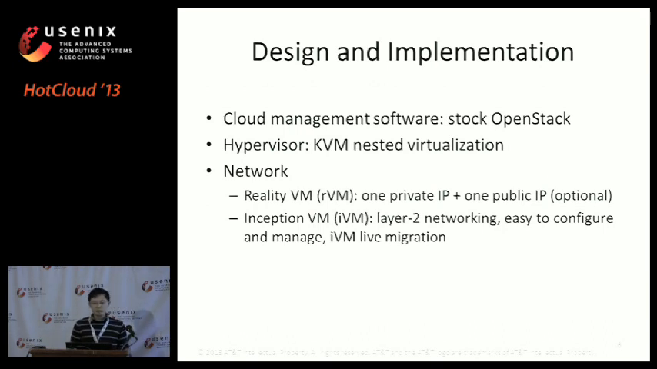And to differentiate, for the rest of the talk, there are two types of VMs. The first one is the reality VM. We call it RVM. This is just the regular, normal VM you get from, say, Amazon or Rackspace. We assume that each of them has a private IP address and one optional public IP address. And the second type of VM, we call Inception VM, IVM. This is a nested VM running inside an RVM, and we're going to build layer 2 networking to interconnect these IVMs.